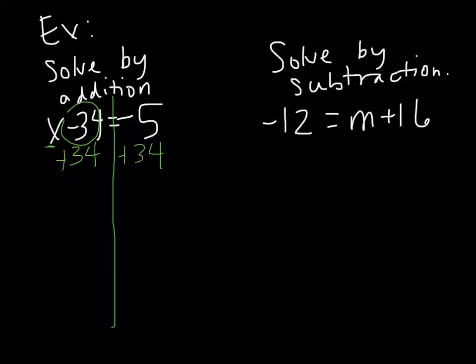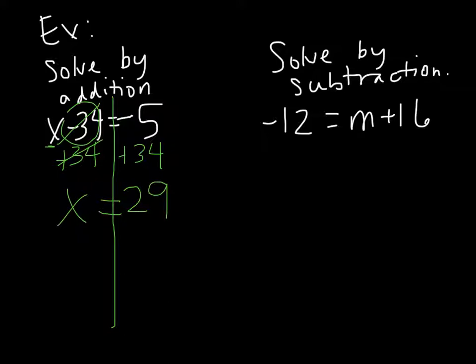So plus 34. The reason that we do the opposite is because it makes it cancel out. Minus 34 and then adding 34 makes nothing. So all I have over here is an x. That wall is like my equal sign. And then I just do the operation that's on this side. So I do negative 5 plus 34, and I get 29.